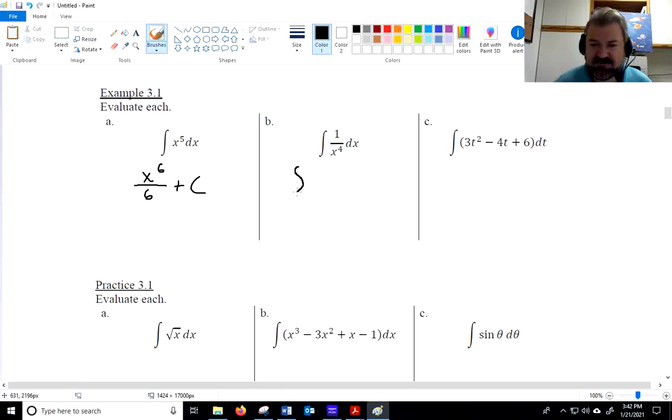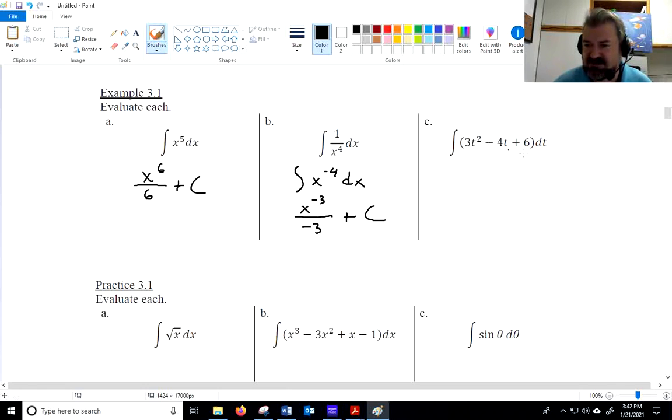Okay, let's take a look at the next one. First, let's rewrite this integral with negative exponents. We usually like negative exponents in calculus. That's x to the negative 4th. So I add 1 to the exponent to become negative 3, over the new exponent, which is negative 3, plus c.